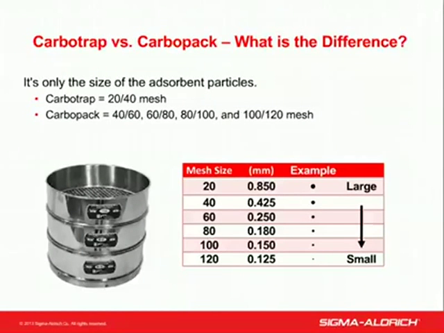Sometimes we get the question, what's the difference between Carbotrap and Carbopack? The only difference is the size of the particles. After the adsorbents are manufactured, they're placed in sieving screens to collect the various sizes. So Carbotrap always has the larger particle sizes at 20/40, and then Carbopack is 40/60, 60/80, and smaller mesh sizes.